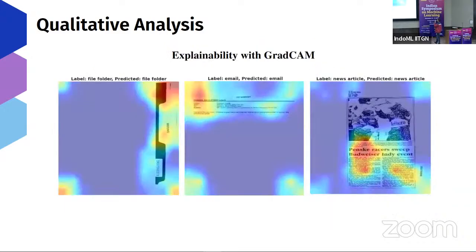This is the GradCAM for the image encoder, that is the Swin Transformer. These are 3 examples. The first one is the class file folder, where it is focusing on the black part. For email, it is focusing on the headings: from, sent to, and the subject. And for news article, it is focusing on the heading and some of the text. So these are the places where we generally focus when asked to classify.